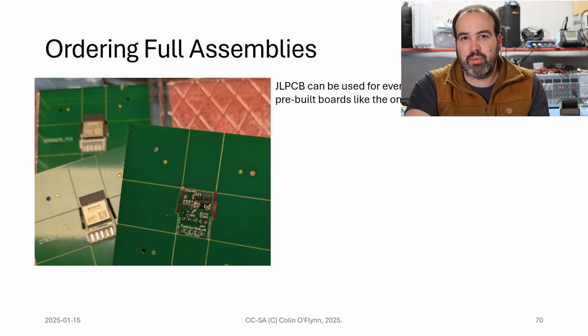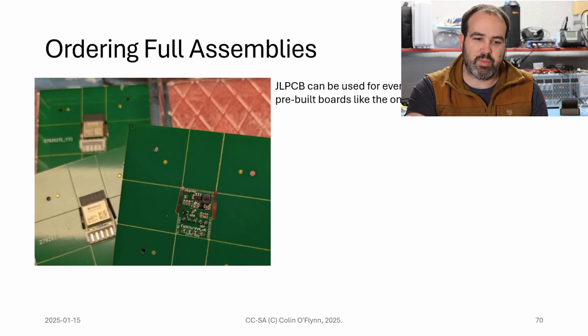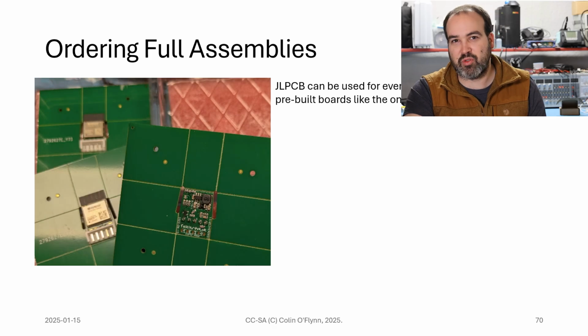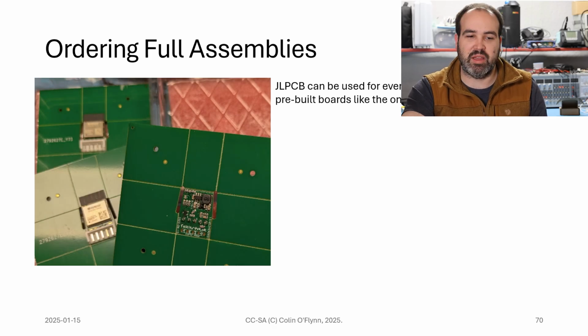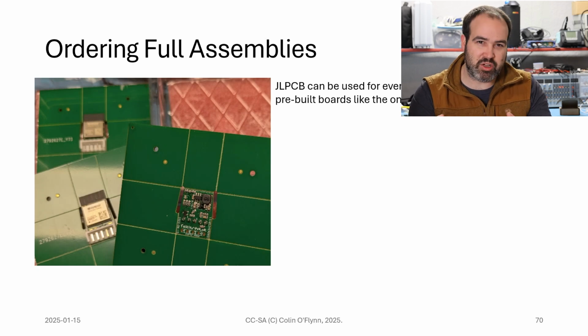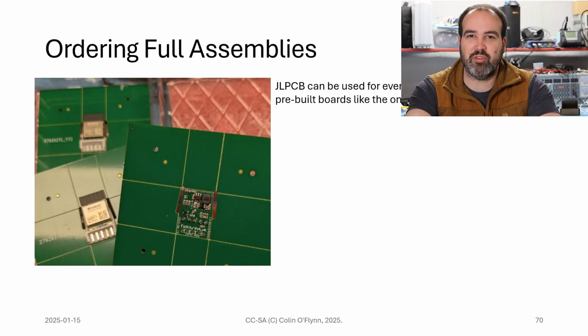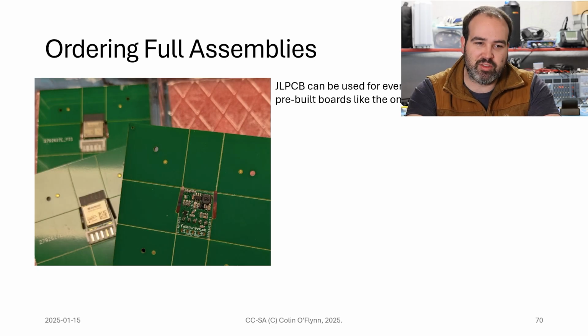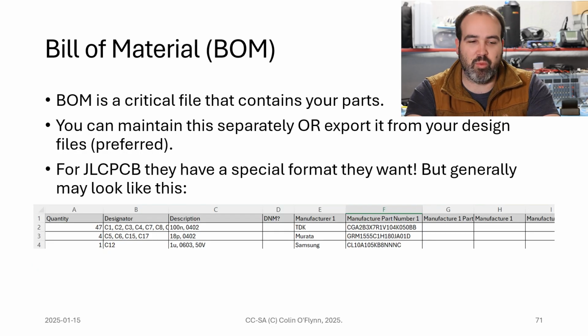There's a few places that have done this, Macrofab I know, and a few others in the US, but JLPCB has a pretty nice web interface that makes it really easy to order full assemblies. You can do this from other places, PCBWay and a bunch of them, and it's pretty easy. You send the same information I'm going to show you here. I'm going to use the JLPCB one because it has a little web interface that I can show you. You'll need a couple more things for this.